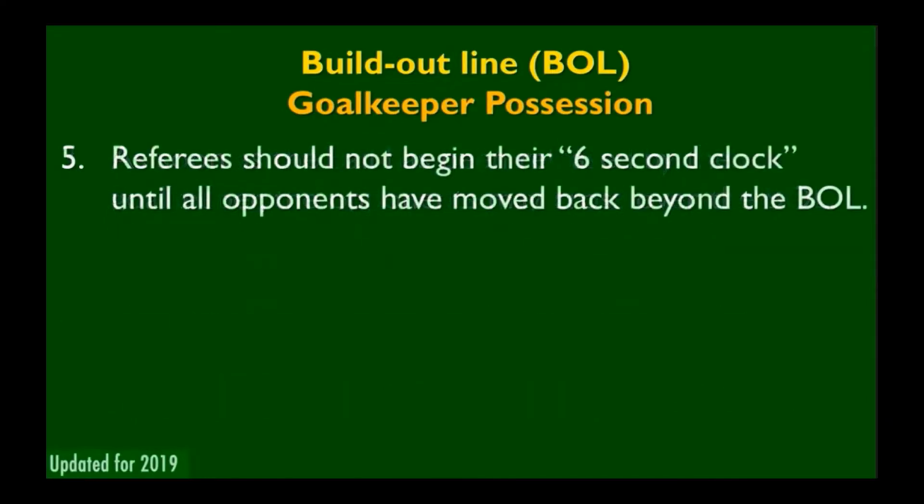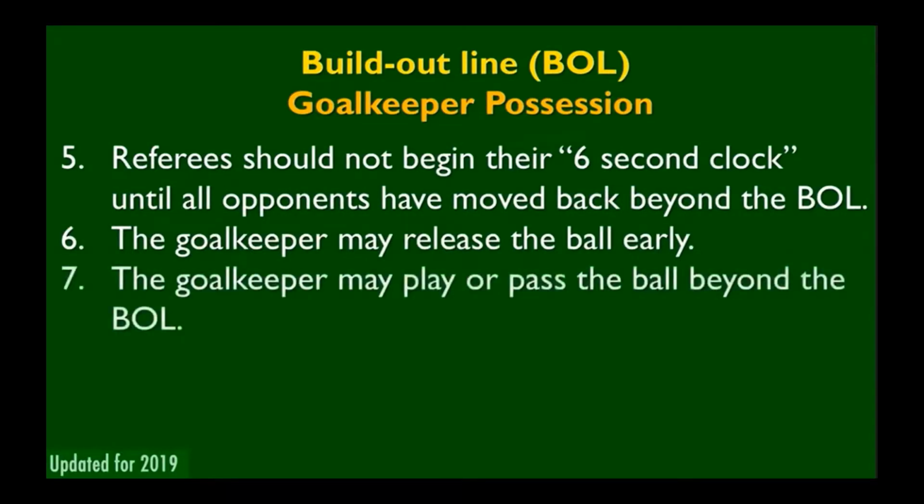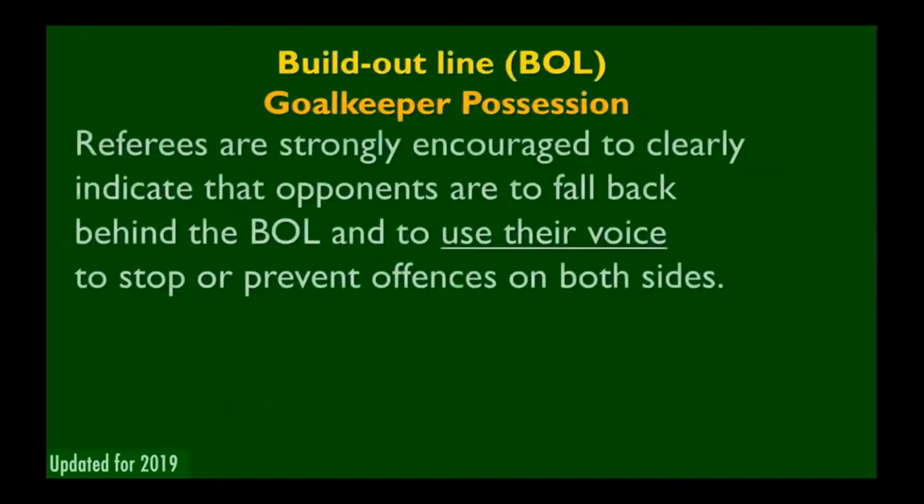Referees should not begin their 6-second clock until all the opponents have moved beyond the build-out line. The goalkeeper is permitted to release the ball from their possession before the opponents have moved beyond the build-out line. However, if the ball goes directly to an opponent, play continues. The goalkeeper may play or pass the ball to either side of the build-out line. The goalkeeper may not punt or drop kick the ball from their possession.